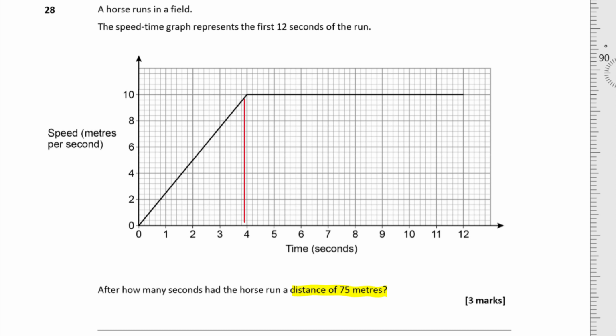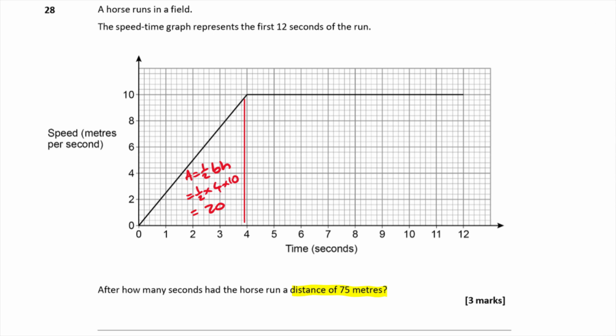Okay, let's first off work out the area for this triangle. So the area of a triangle is half base height, isn't it? So this is going to be a half times the base of this triangle, which is 4, times the height, which is 10. So that's 2 tens, that's 20. So it means the horse covered 20 meters while accelerating in that first 4 seconds. Okay, so what's left? It needs to run 75 altogether. So 75 subtract 20, that leaves me with 55.